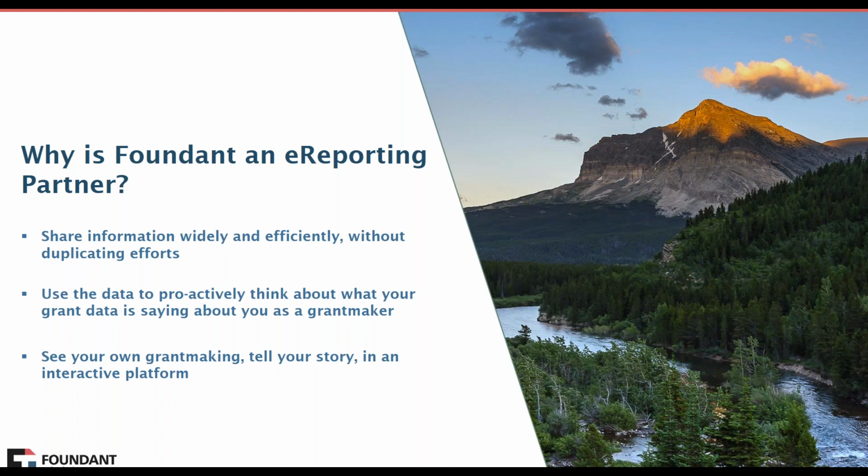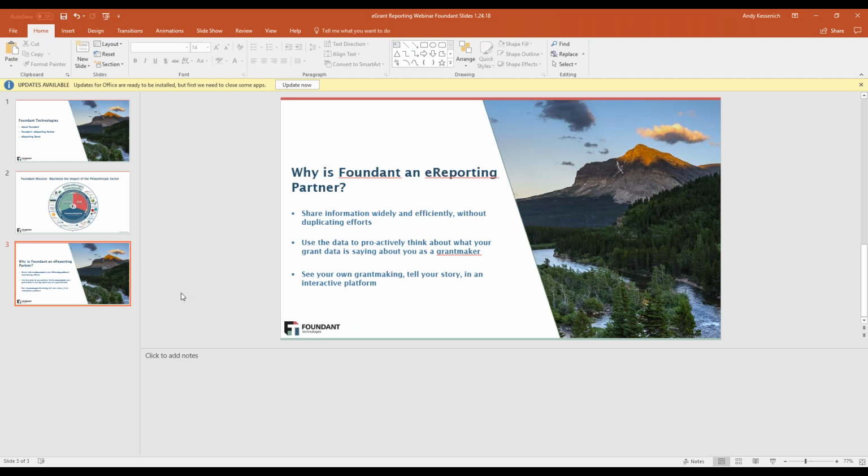Most importantly, we want to be a partner because we feel the program allows clients to specifically share information widely and efficiently without duplicating efforts. You can see here on the slide, you can use the data to proactively think about what your grant data is saying about you as a grant maker, and you can see your grant making and tell your story in that slick interactive mapping tool that I'm going to show you. So I'm going to go into the Jay and Linda Grunin Foundation site to show you how easy it is to e-report.